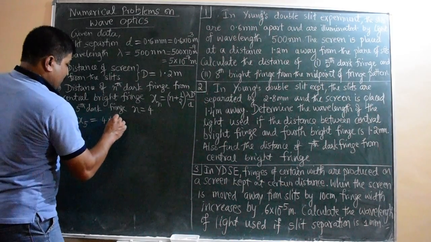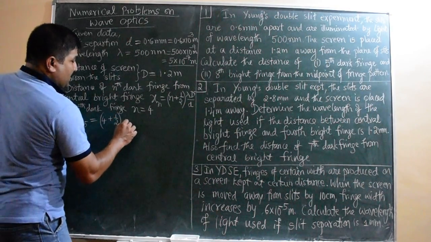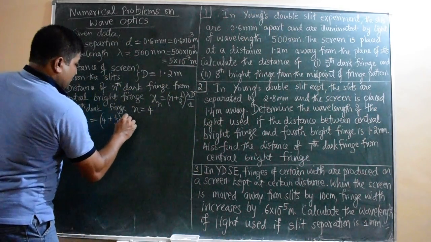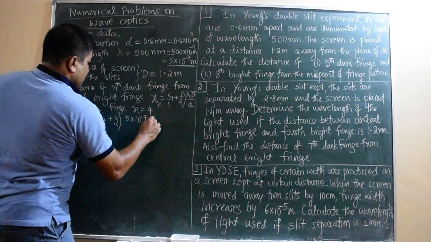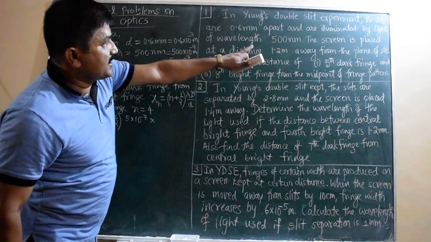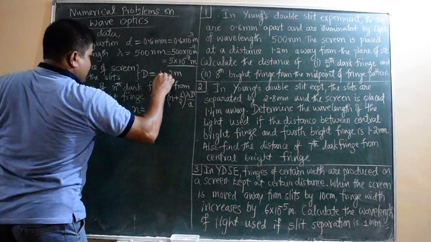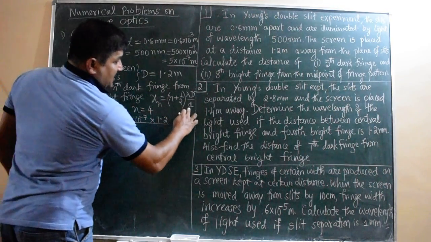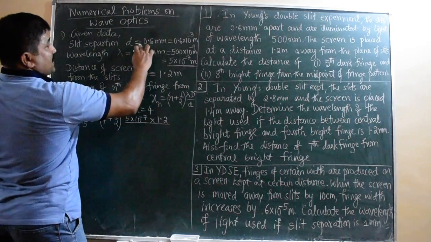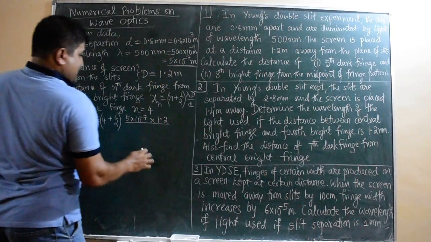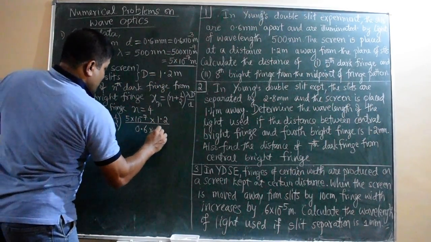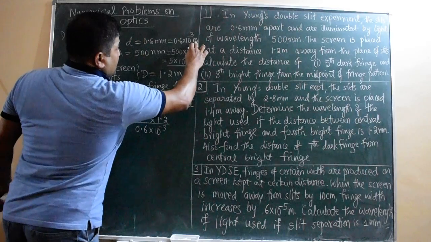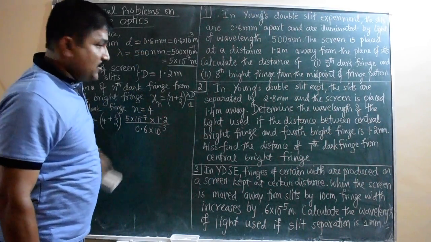So (4 plus half) lambda D by d. Lambda is 5 into 10 power minus 7, into the capital D value, the distance of the screen, which I have taken here as 1.2 meter as given in the question. Sometimes they may give that number in centimeter. Then divided by small d, the distance between the slits, 0.6 mm. 0.6 into 10 power minus 3, it is millimeter, so 10 power minus 3 meter has to be multiplied.